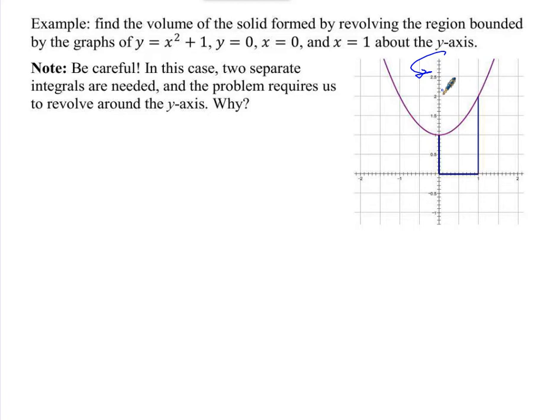We can't change it. We have to revolve around this. The problem asks us to, okay? So we're required to make a horizontal representative rectangle. But now as this thing slides, it gets caught right here, which means we're going to have to make a second horizontal representative rectangle, and we're going to have to set up 2 separate integrals.